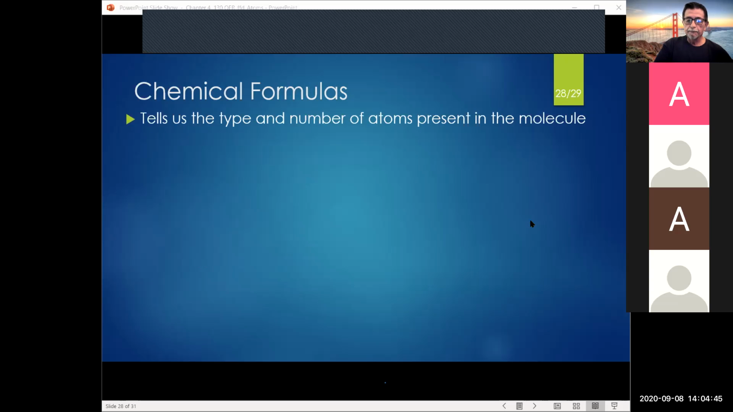All right, so chemical formulas. Chemical formulas tell us what type and obviously the number of atoms present in a molecule.